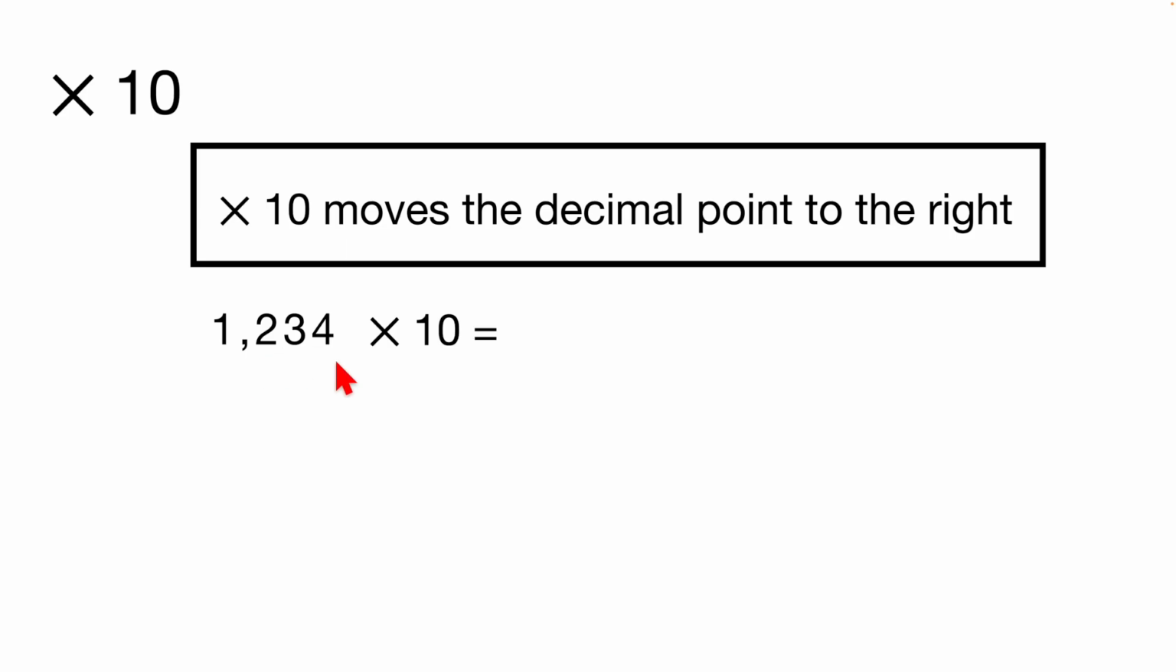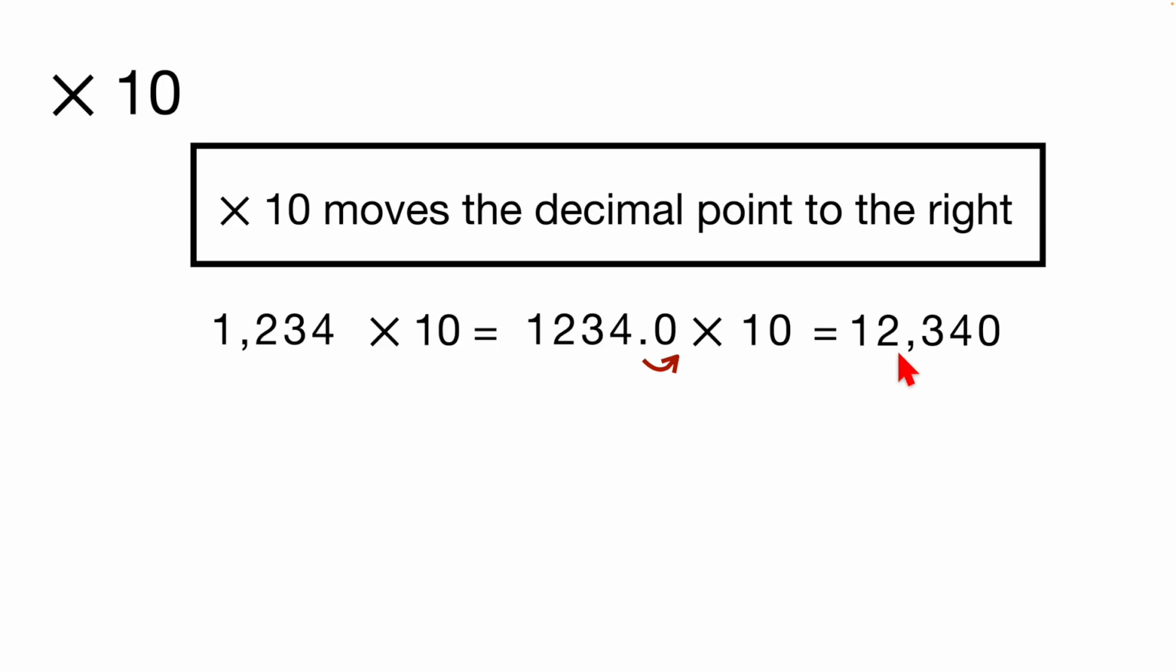Let's see. Times 10 moves the decimal point to the right. 1,234 times 10, we will add a decimal point and still times by 10. And now we will move that to the right and we get 12,340. It is the same as adding a 0, but a bit more interesting when it's a decimal.